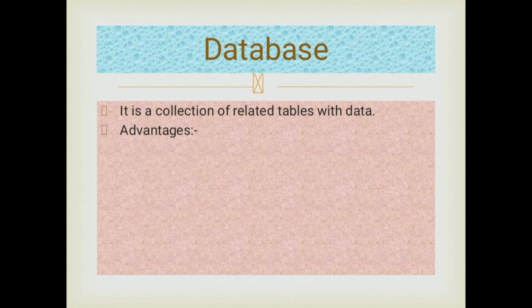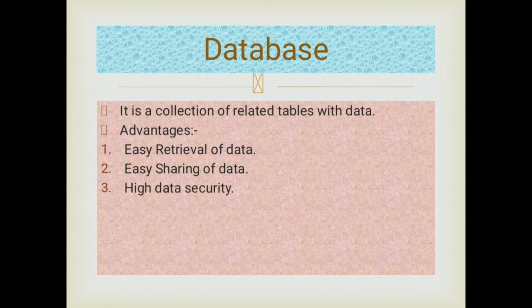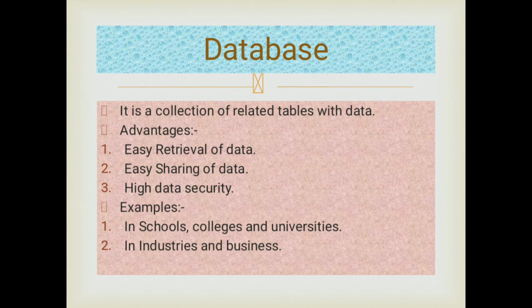There are some advantages of database: easy retrieval of data, easy sharing of data, high data security, reduction in data redundancy, reduction in data inconsistency, and easy manipulation of data. Next, some examples: in school, college and university, in industry and business, and in research, the database is used. There are mainly three types of databases.